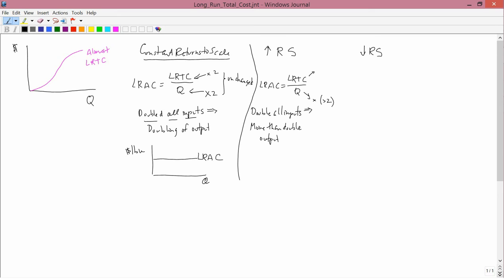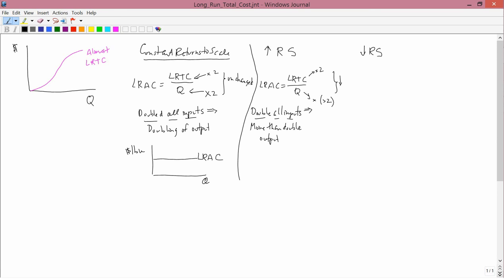Think about the numerator. How do your costs change when you double all the inputs? You buy twice as much stuff, you have to pay twice as much. So the numerator gets multiplied by 2. Now, think about a fraction. You multiply the numerator by 2, and you multiply the denominator by something bigger than 2, like 3 or 4 or 2.5. Well, the whole fraction goes down. And so this whole fraction is going to go down.